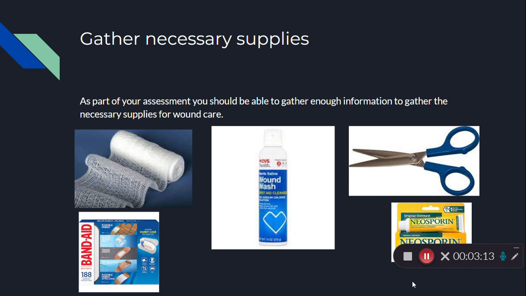Gathering necessary supplies is part of your assessment. You should be able to gather enough information for the necessary supplies. We all use Band-Aids, so we know how to use that. Gauze is used in conjunction with something like sterile saline to keep it moist and put this over your wound and provide a moist environment for it to heal. Scissors used to cut the gauze, and antimicrobial ointment to keep it moist and also keep bacteria from growing.